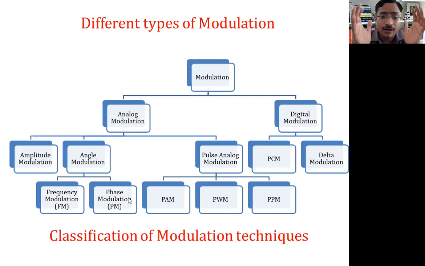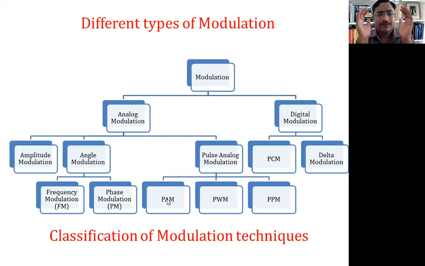In pulse analog, we have already discussed. If the amplitude of the pulse changes, it is called pulse amplitude modulation. If the width of the pulse is changing, pulse width modulation. If the position of a pulse is changing, it is called pulse position modulation.